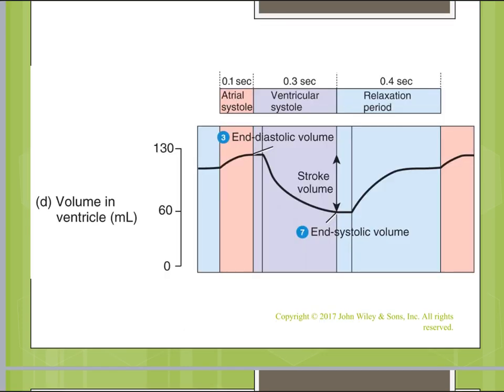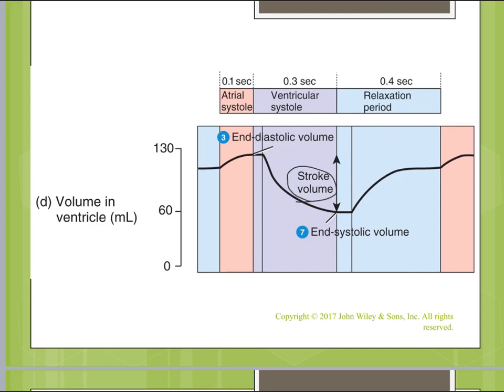Let's now take a look at volume within the ventricles. Now we can calculate stroke volume. Okay, and stroke volume is the amount of blood that's going to be ejected through the heart per beat. Okay, now we can calculate this.